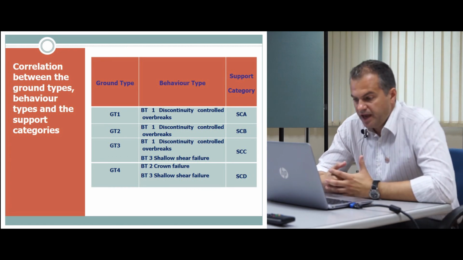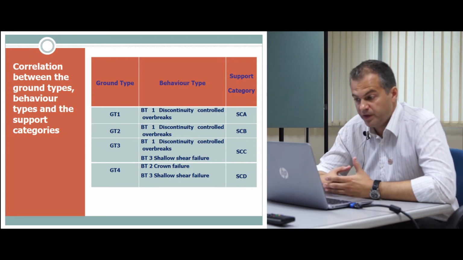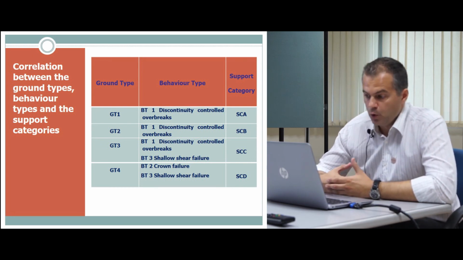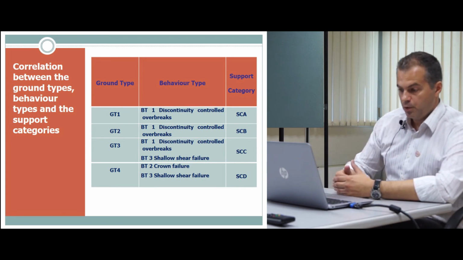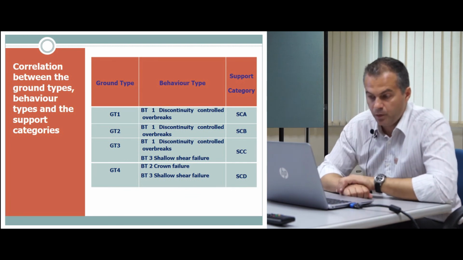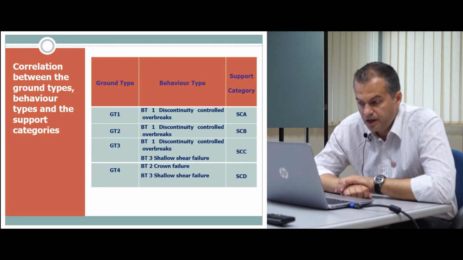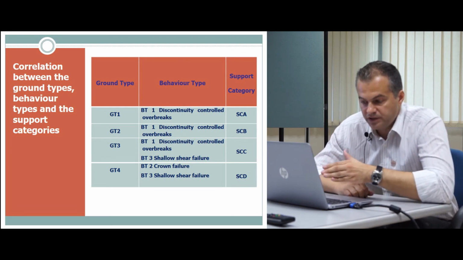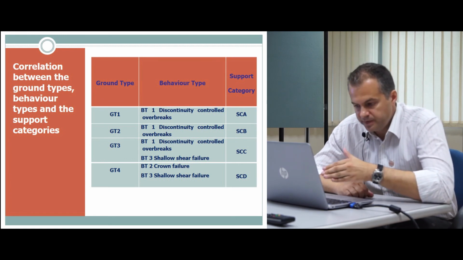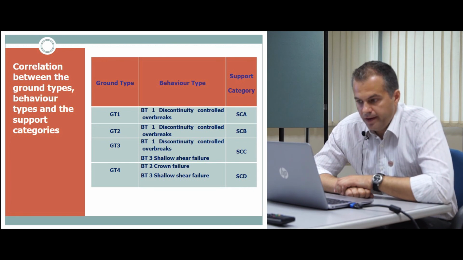So the next step is to correlate these ground types and behavior types with the support categories. Four support categories were analyzed for these cases and were designed, numerically designed, in order to control these three behavior types in the different stress conditions analyzed before.